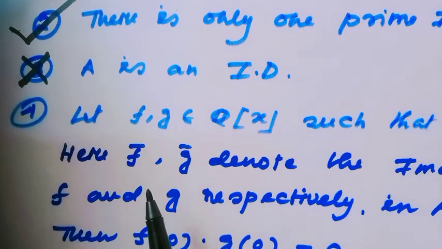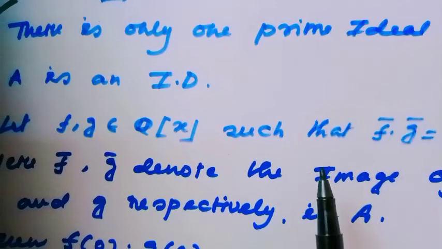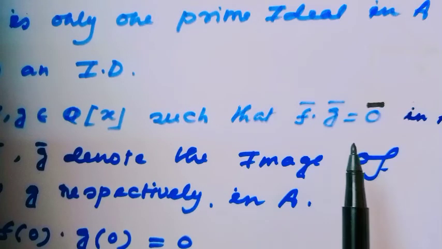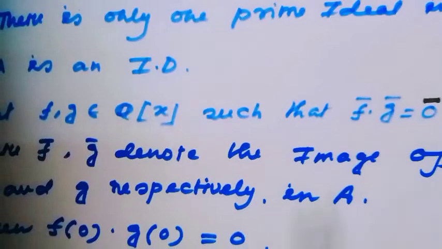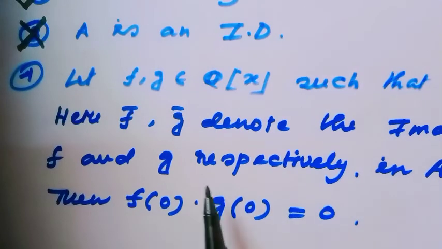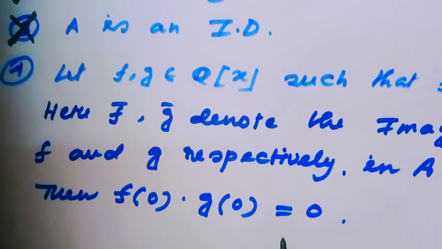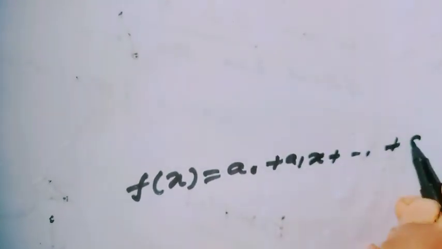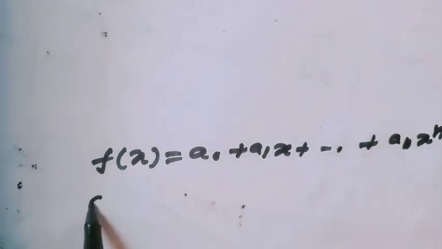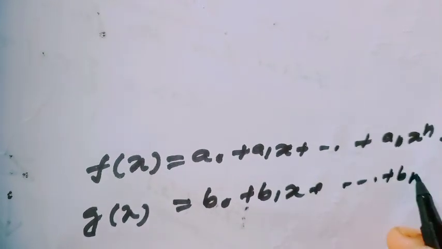Now let's see option 4. Option 4 says: let f, g in Q[x] such that their product, f bar times g bar, equals 0 bar in the set A. Here obviously f bar and g bar denote the images of f and g respectively in the set A. Then prove that f(0) times g(0) equals 0. For this, consider two polynomials f(x) equal to a0 + a1x up to anx^n and g(x) equal to b0 + b1x up to bkx^k.